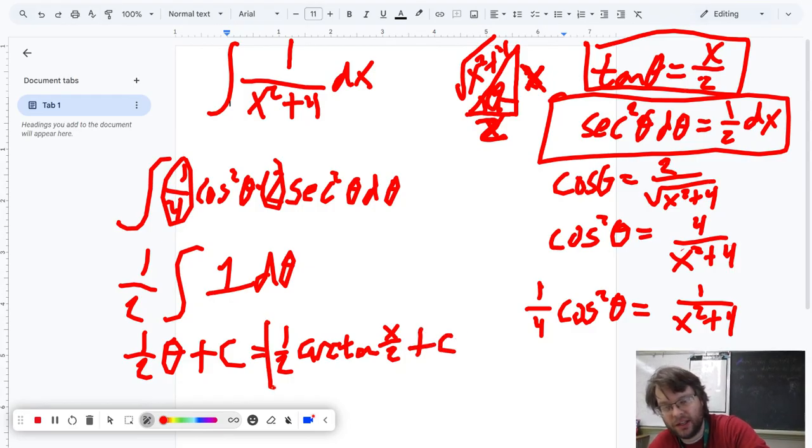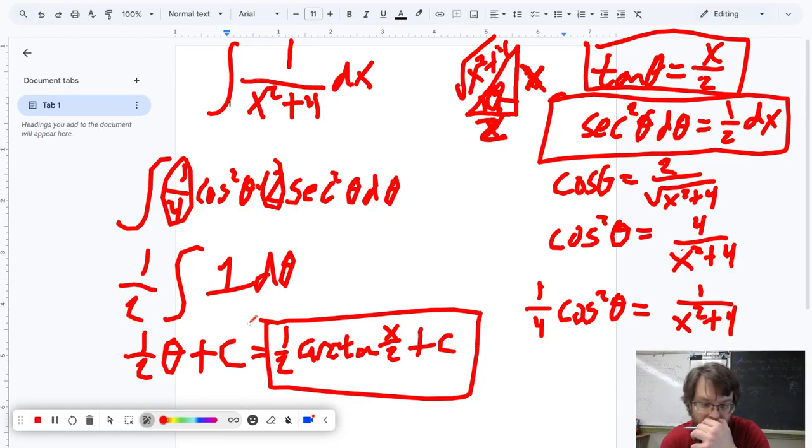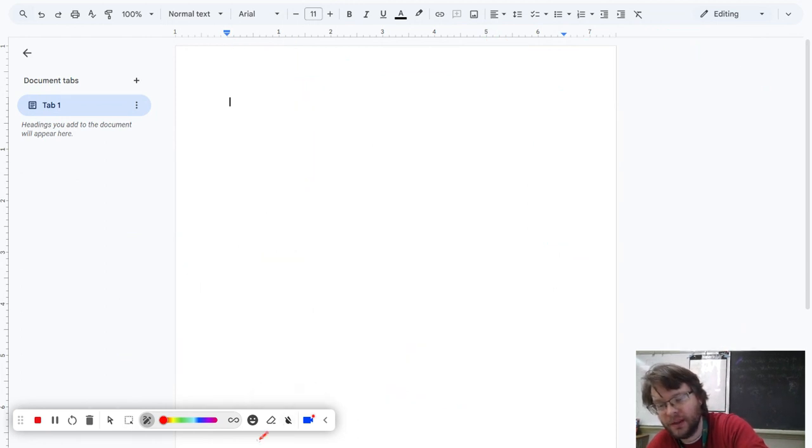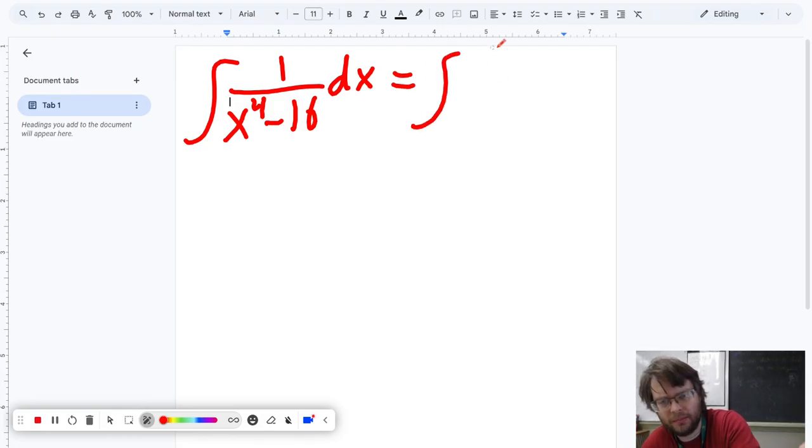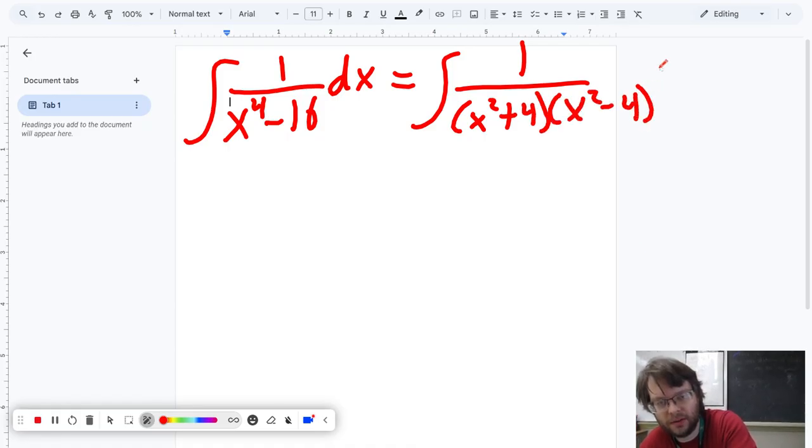So look how different that answer is compared to when I had x squared minus 4. Very minor changes to the original problem can lead to completely different integration strategies. I'll show you one more. I'm not going to go all the way through it, but I'll talk about how we could go through it. Let's say I had integral of 1 over x to the 4th minus 16. Well, we could start by factoring the bottom, 1 over x squared plus 4 and x squared minus 4.